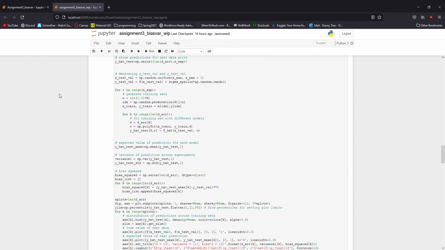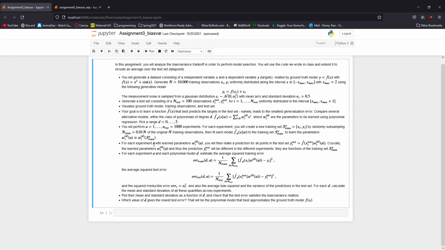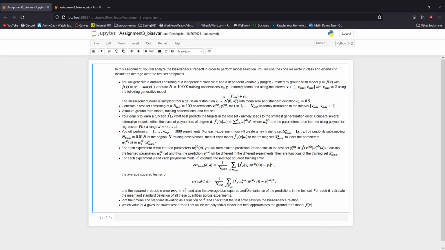And then we get into the bulk of what we want to learn about. So we want to estimate the average squared training error, average squared test error, squared irreducible error, average bias squared, and the variance of the predictions in the test set. And we're doing that for each degree polynomial. And so this is basically the bulk because this is what we want to do.